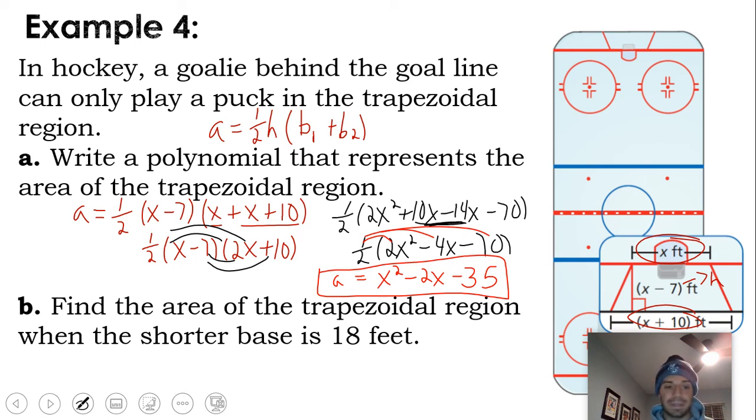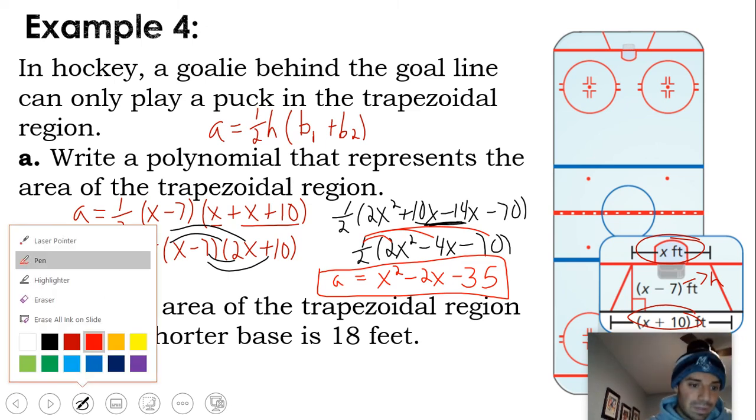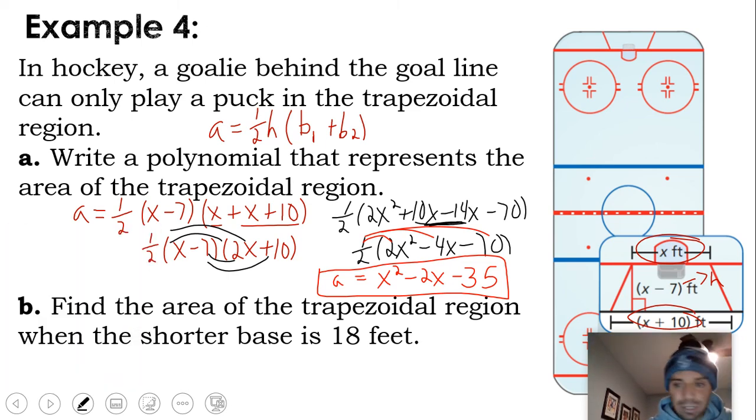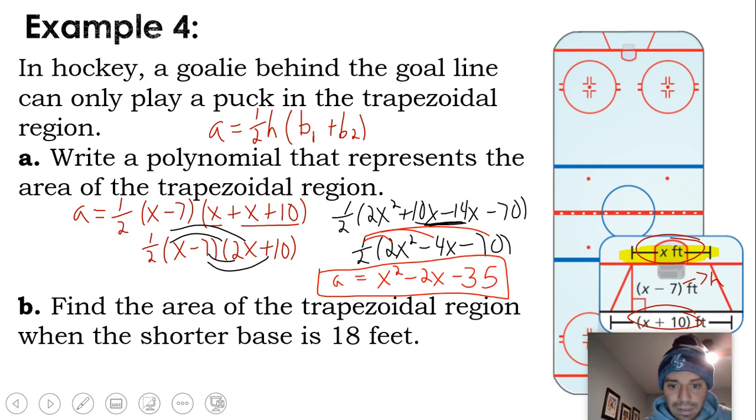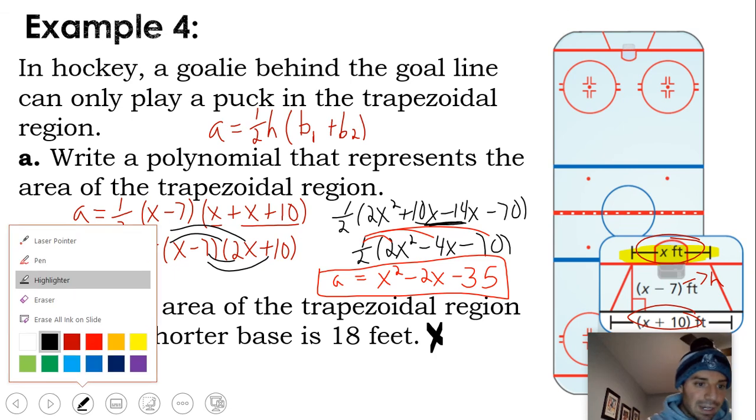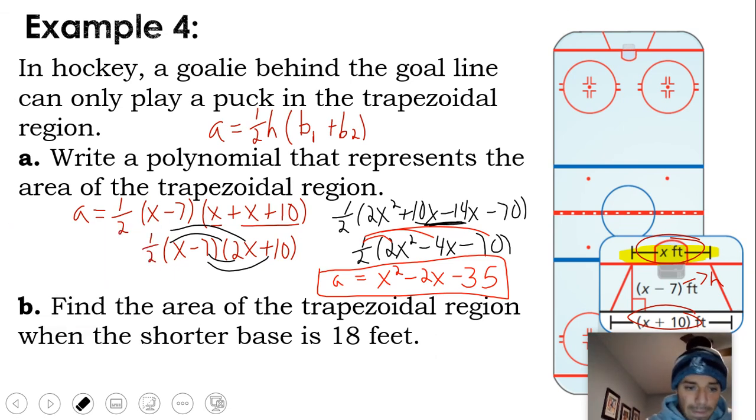And let's look at part B. Find the area of the trapezoidal region when the shorter base is 18 feet. So the shorter base we see is right here. So in essence, what they're telling you is they're telling you what x is equal to. So x is equal to 18. That's all that part means. X is equal to 18.